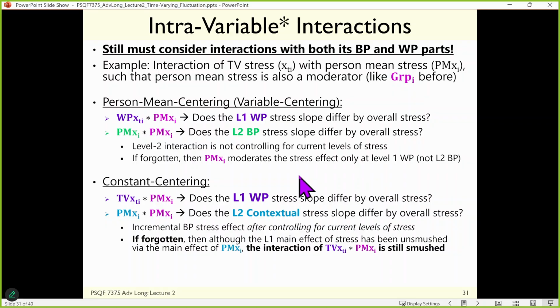So take-home message, can you guess what I'm going to say as a recommendation for practice? Person mean centering for the win. That's why. Then you're not screwing anything up accidentally.